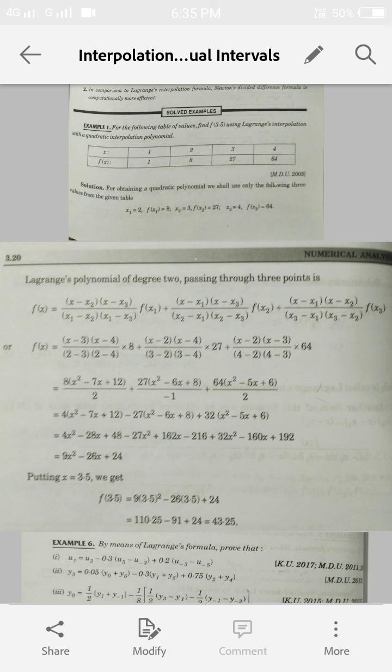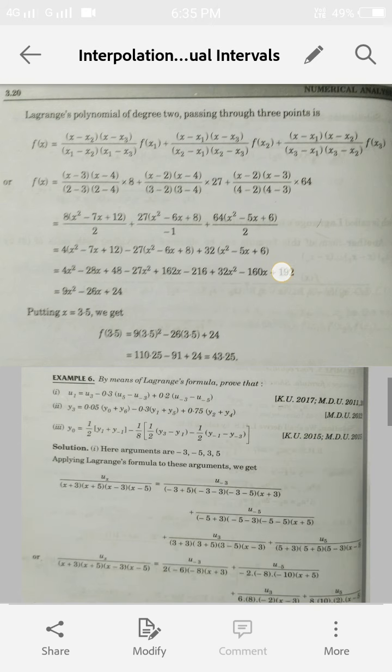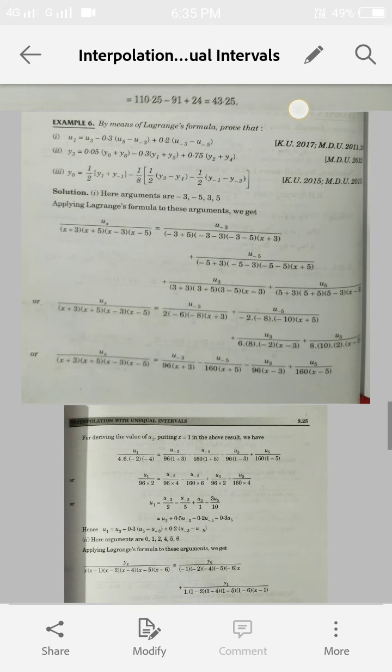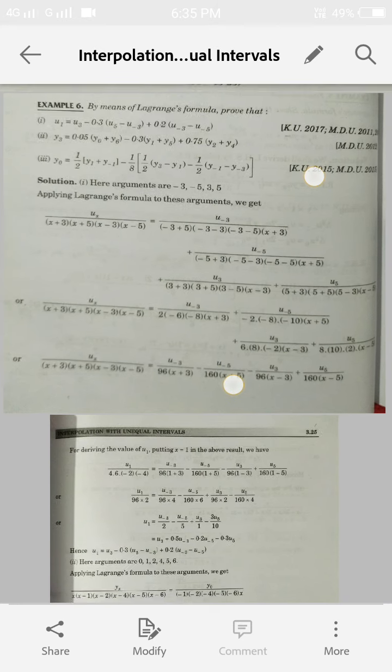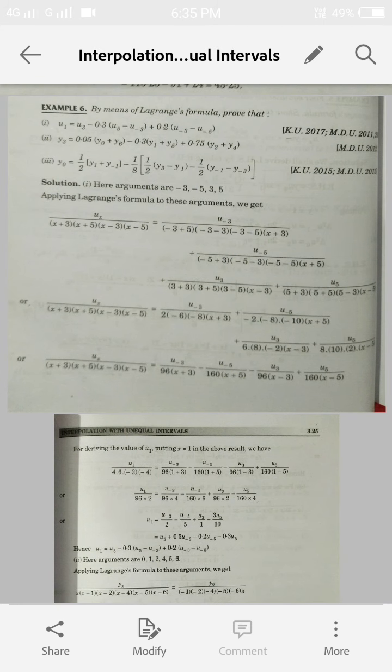We find the function as 9x square minus 26x plus 24. Now put x is equal to 3.5 and solve this. We find the value of f(3.5) as 43.25. So this is a very simple method. Now again look at the problems.